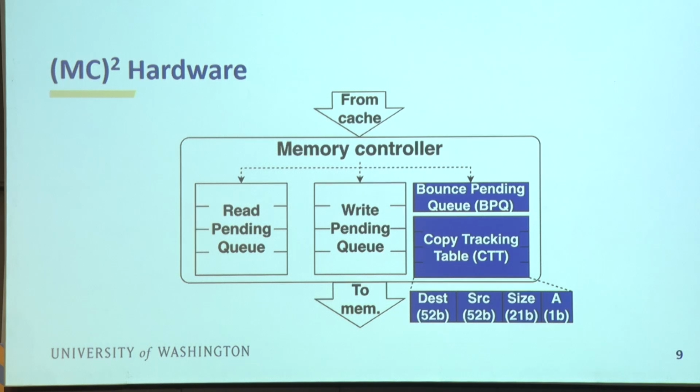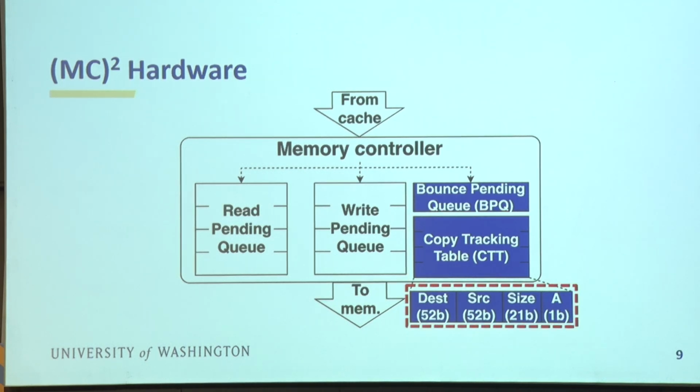So we add what we call a copy tracking table, or CTT, which tracks all the prospective copies. Each entry in this table has a 52-bit destination address, a 52-bit source address, and a 21-bit size of executed copies, along with an active bit to check whether the entry is actually in use. We use 52 bits for addresses, since this is typically the size of physical addresses in systems today. The 21-bit size allows us to track a prospective copy of up to 2 MB, or the size of a large page. The entries in the CTT are kept coherent across the memory controller, and the CTT is looked up in parallel with memory access, so its access latency is hidden in the critical path.